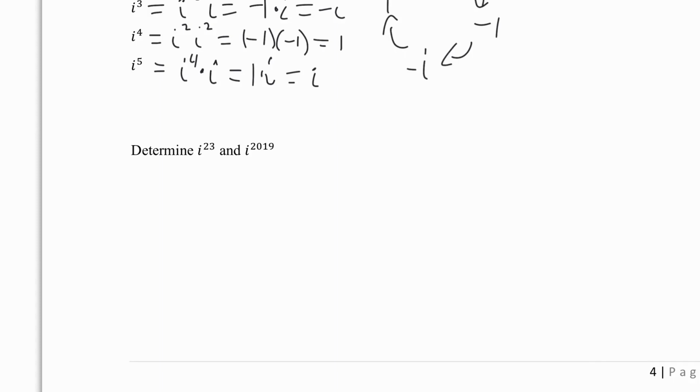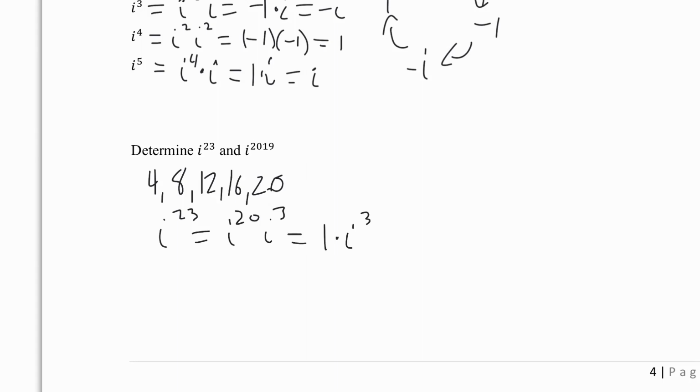So assuming you gave it a try, for i to the 23, what I'm going to do is count up by i to the 4s, because i to the 4 will be 1. So we have 4, 8, 12, 16, 20. So really, i to the 23 could be written as i to the 20 times i to the 3. And the i to the 20 part is just going to be a 1. And then i to the 3, we look up top, and it's negative i.